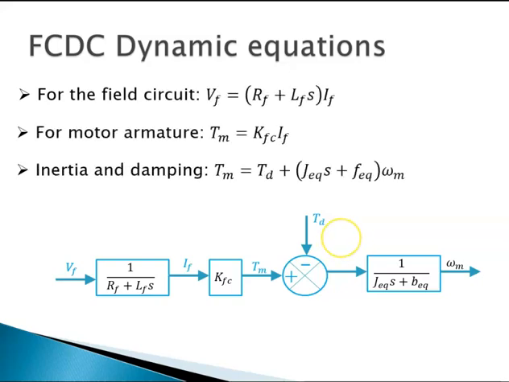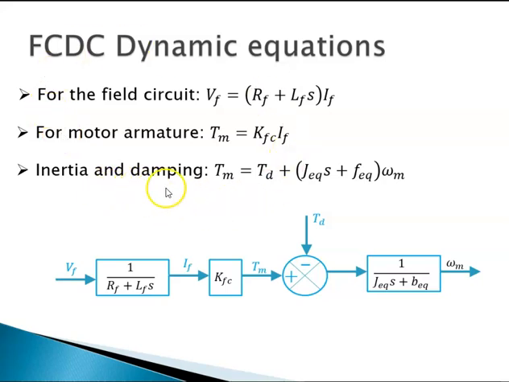We'll write the equations for the field circuit. It is straightforward. The drop across the resistor is Rf times If. The drop across the inductor is Lf multiplied by the derivative of If, which is why an s term came in. Motor torque is proportional to the field current IF, with the constant of proportionality Kfc, the motor constant for the field controlled DC servo motor.